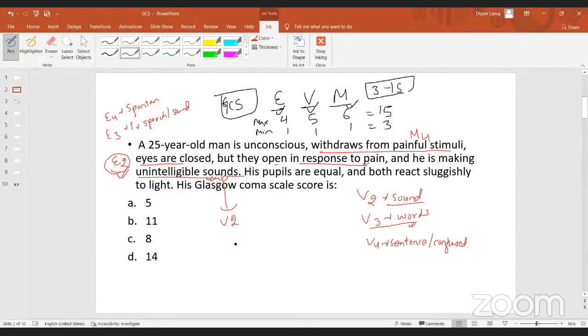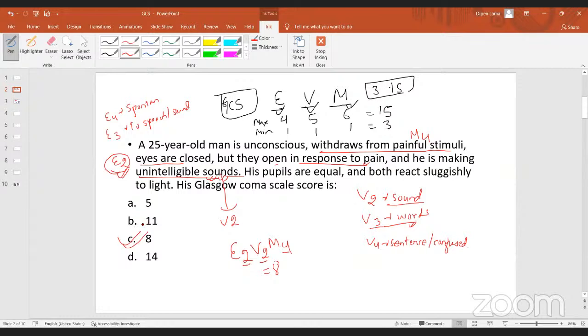So let us do E2, V2, M4. So 2 plus 2 is 4, 4 plus 4 is 8. So the total is 8. So the GCS score is 8. So the correct answer is 8.